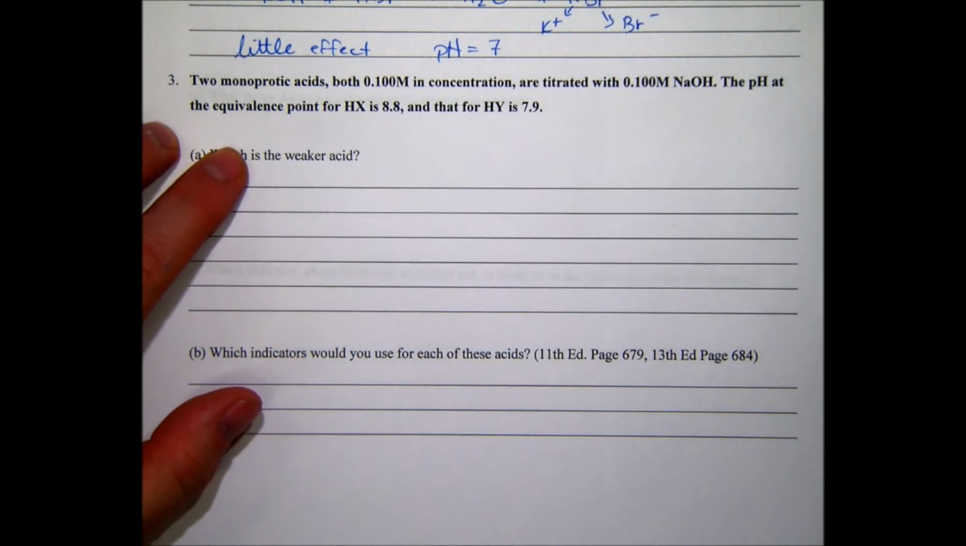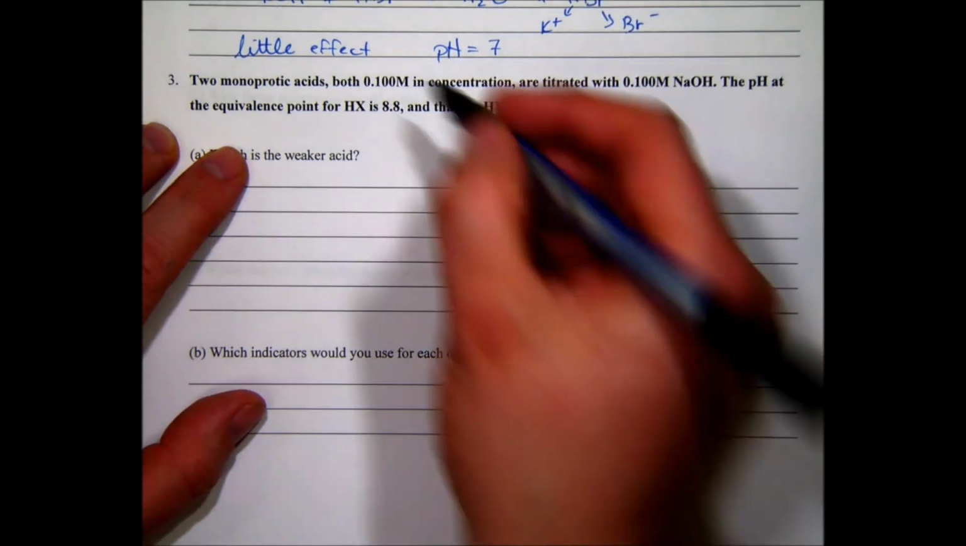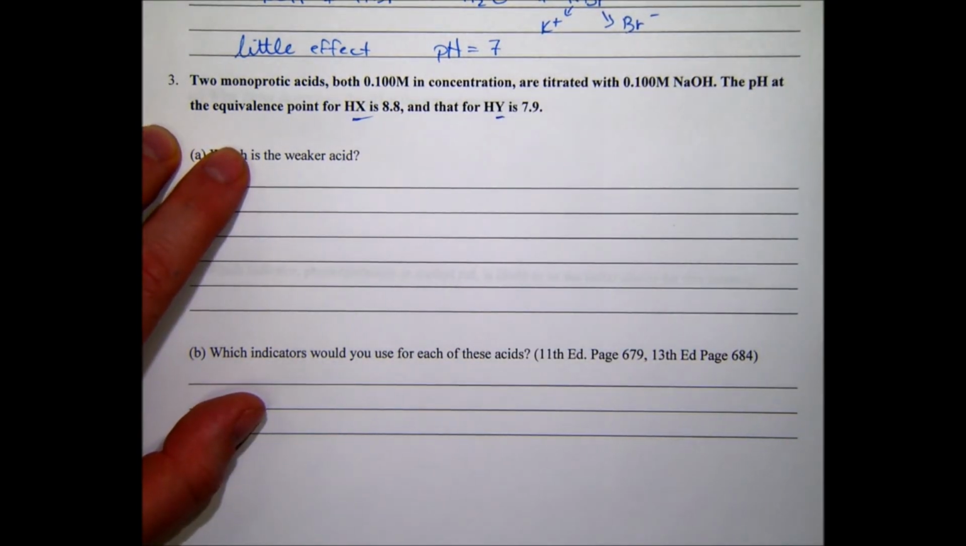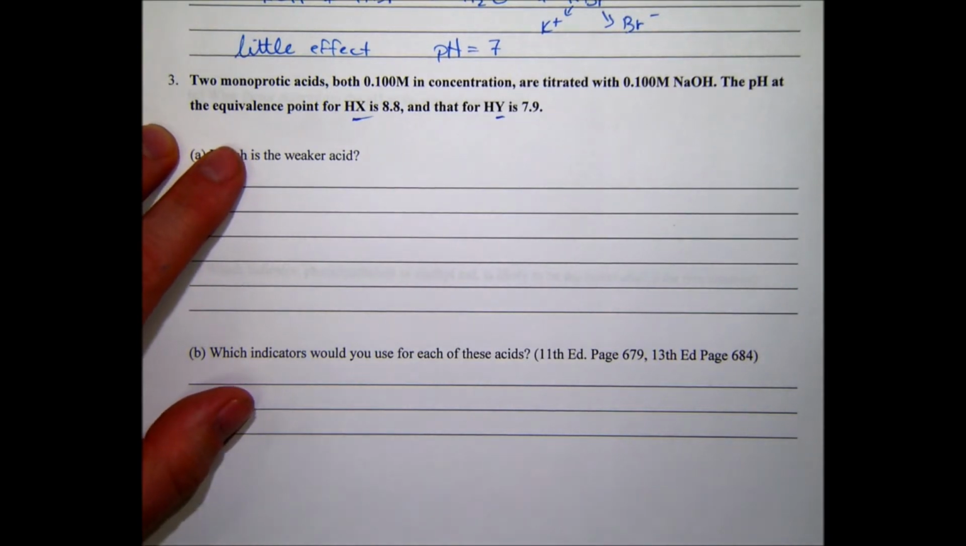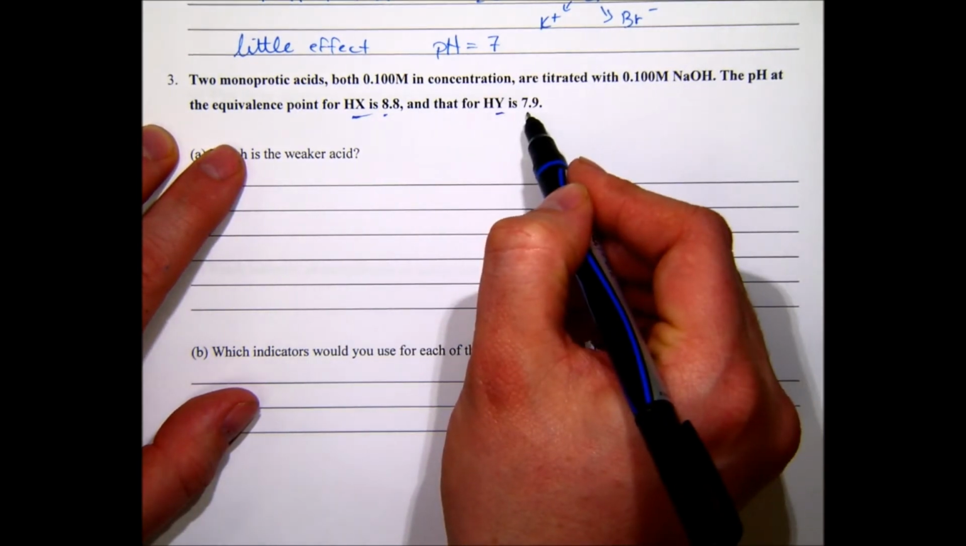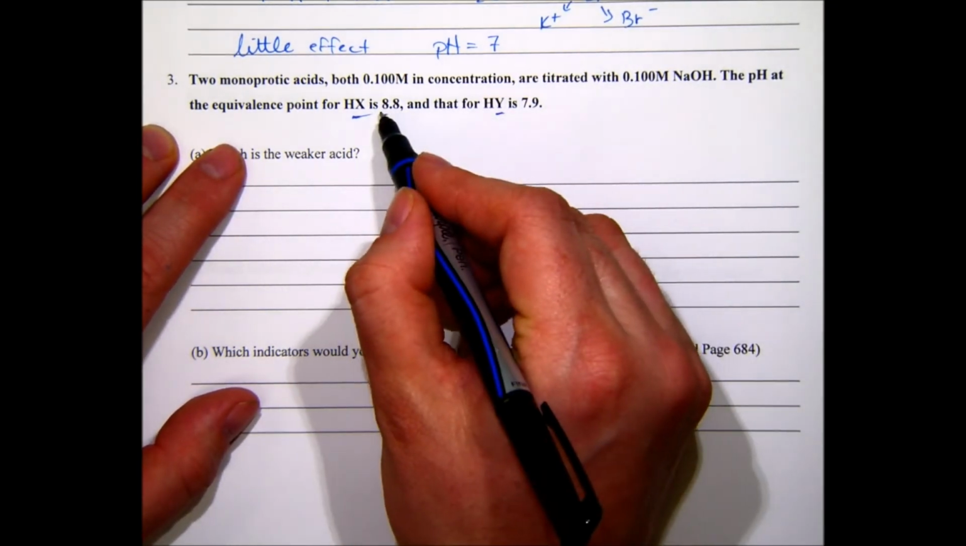The pH at the equivalence point is determined by the identity and concentration of the conjugate base, whether that's X minus or Y minus. The higher the pH at the equivalence point, the stronger the conjugate base must have been. The stronger the conjugate base, the weaker that acid must have been. So HX is 8.8. HY is 7.9.